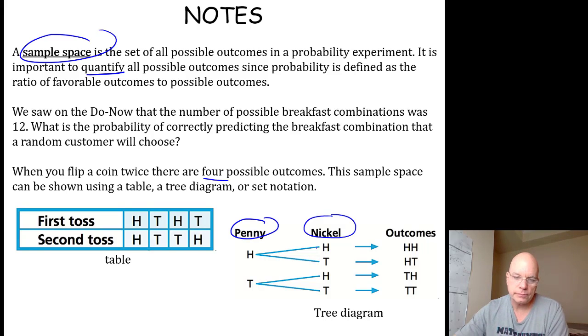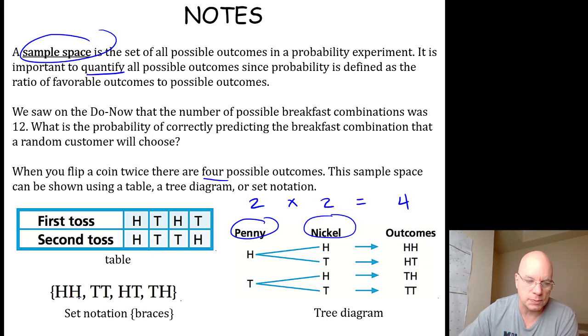And so here's a smaller version, a simpler example than the do now, but it also shows you a tree diagram, which when you follow the branches leads you to all the possible outcomes: heads heads, heads tails, tails heads, tails tails. There were 2 ways the penny could land, 2 ways the nickel could land. So 2 times 2 or 4 possible outcomes, fundamental counting principle.